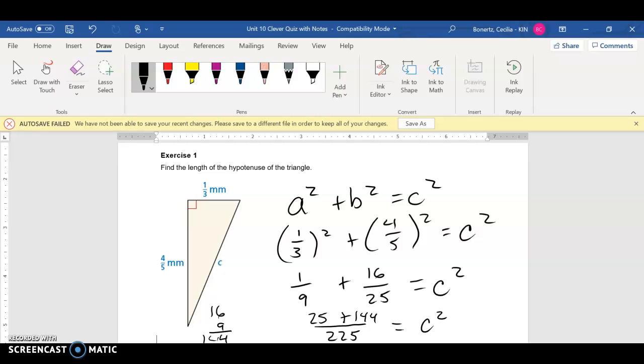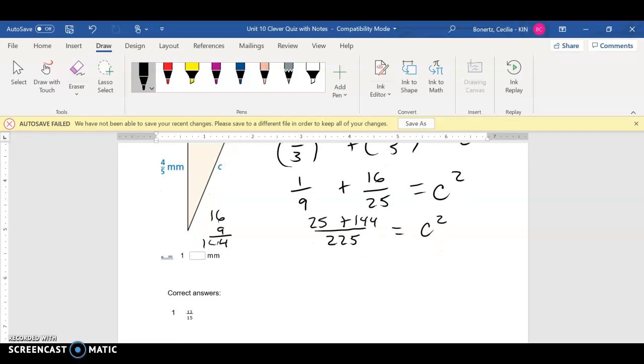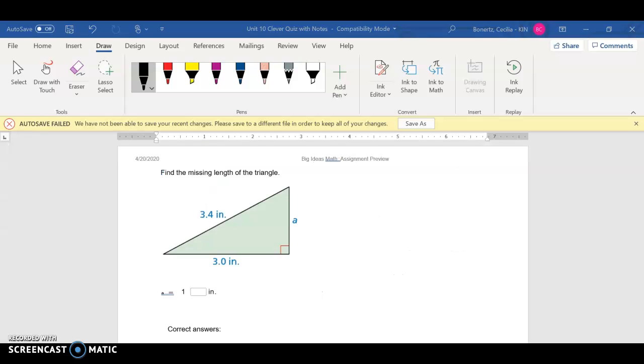So c squared equals 169 over 225. And then I'm going to take the square root of everything. Square root of 169 is 13. The square root of 225 is 15. So c equals 13/15. On the next problem, we're working with decimals instead of fractions, but the Pythagorean theorem is still the same. So I've got a squared plus 3 squared equals 3.4 squared.